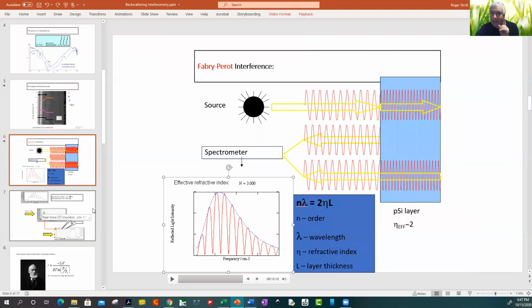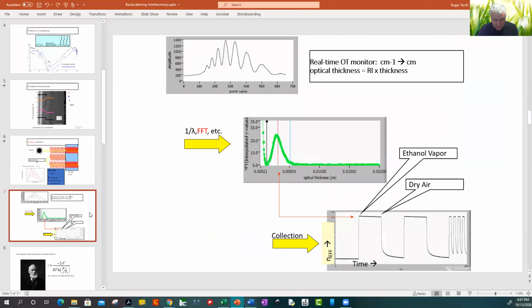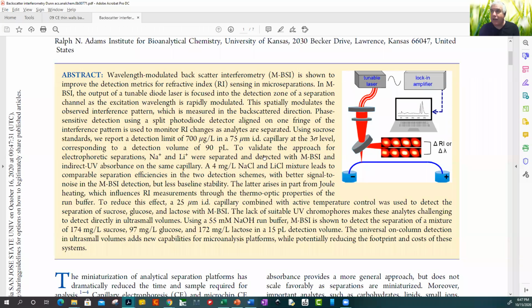Right. Except in this one, they only see the rip, not the whole thing. It's only one part of a fringe. It's only a fraction of a fringe that ever makes it, because they're going for super high sensitivity. So it just shifts ever so slightly. It never goes over a whole peak. It just changes ever so slightly.